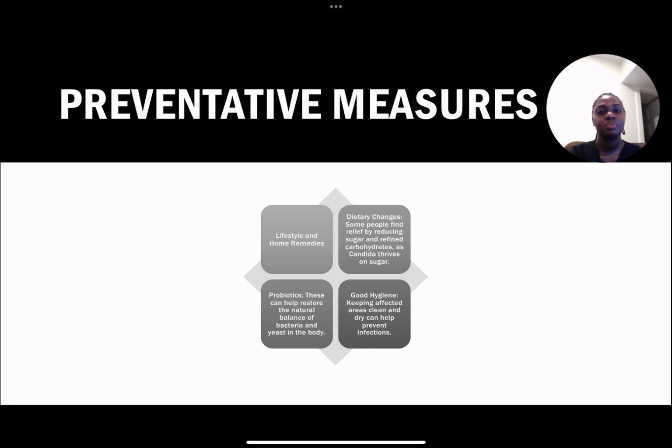Other preventative measures can be lifestyle and home remedies: keeping good hygiene and keeping the infected area clean and dry can help prevent infections. Keeping up with the dietary changes, some people find relief by reducing sugar and refined carbohydrates, as Candida thrives on sugar. Probiotics can also help restore the natural balance of bacteria and yeast in the body.